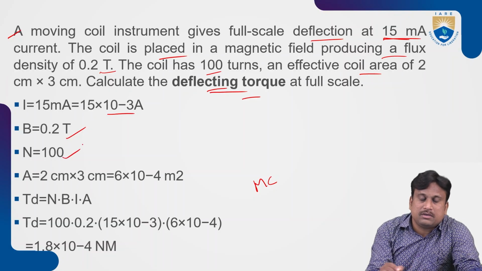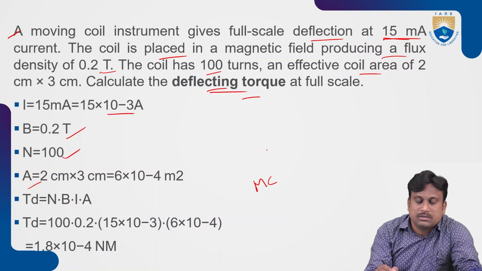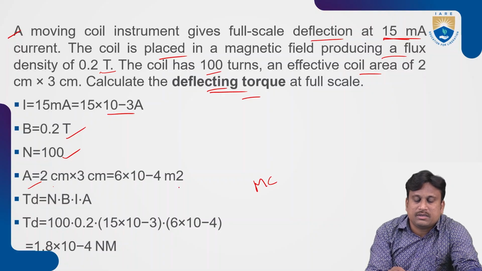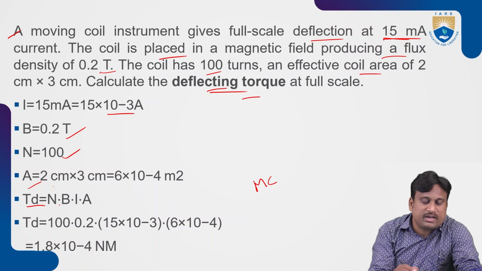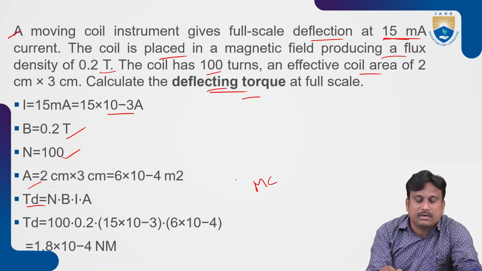And the number of turns given is 100. The area of cross section is given as 2 centimeters into 3 centimeters, so that is about 6 centimeters square, which is 6 into 10 power minus 4 meters square. And the deflecting torque is N into B into I into A. This is about the deflecting torque.